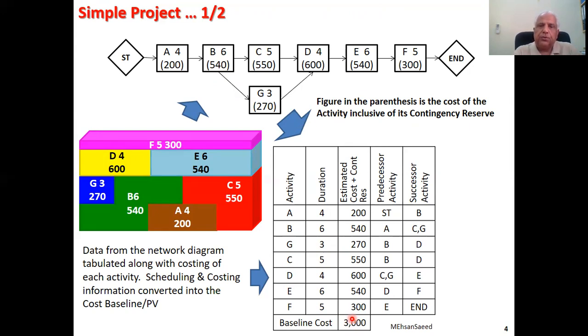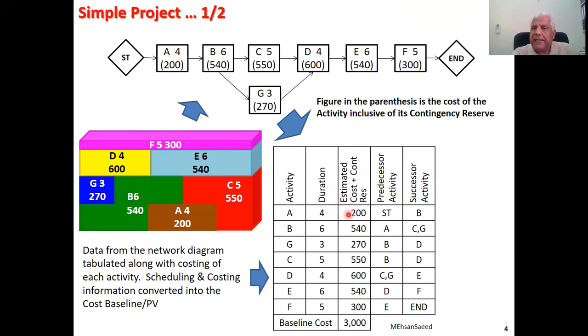The next step is to accumulate the time and costs. We assume that all the activities complete within the planned time, and they cost whatever is the budget allocated. If we consider time, let's say the time unit is days. When activity A completes, 4 days would have elapsed. Activity B takes 6 days to complete. So when activity B completes, 4 plus 6, 10 days would have elapsed, and so on and so forth.